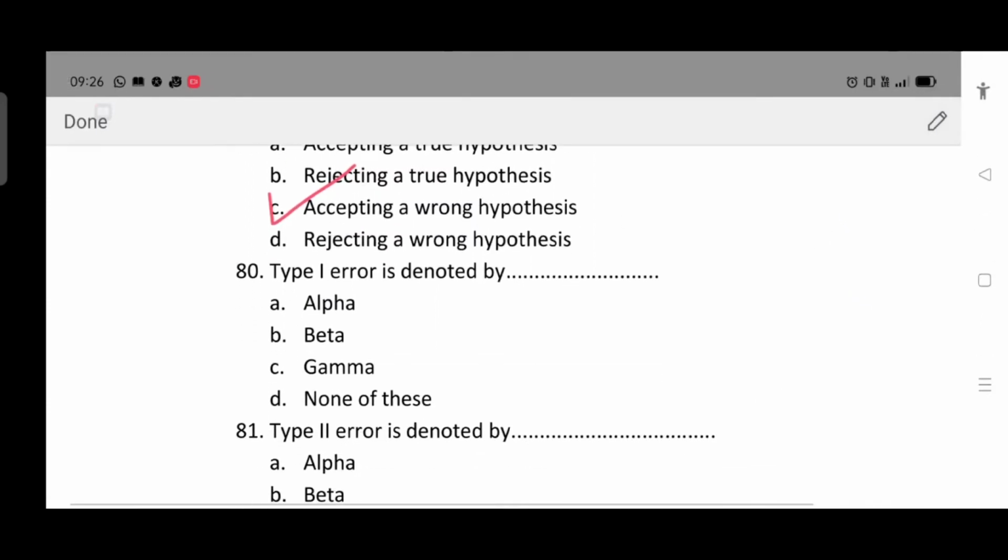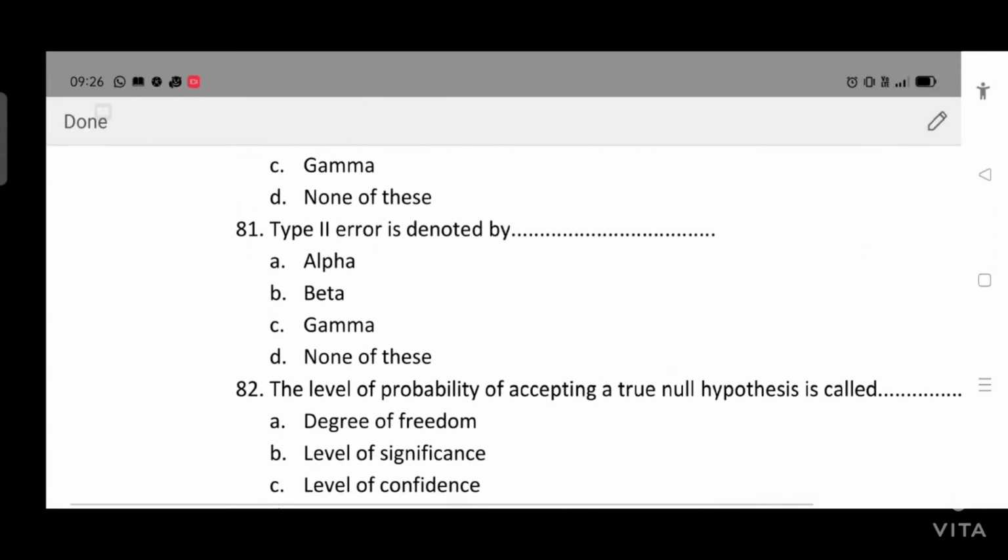Type 1 error is denoted by. It's very, very important. Question number 80. Alpha. Type 2 error is denoted by. Already you know that, beta.